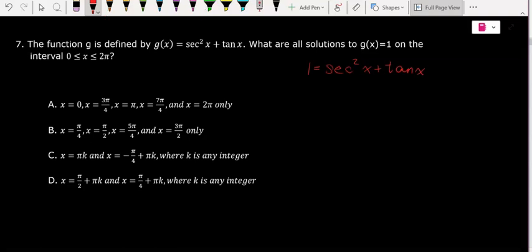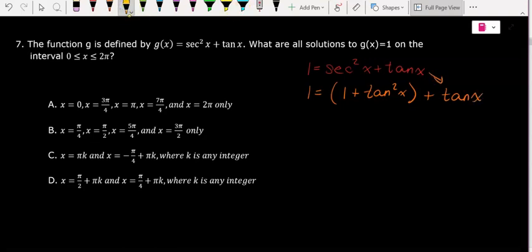Okay, so now in order to solve this, I'm going to end up having to change this secant squared, and I'm going to have to use my Pythagorean identities. We know that secant squared is going to be equal to 1 plus tangent squared. And then I got plus tangent x, because that's just coming from right here.